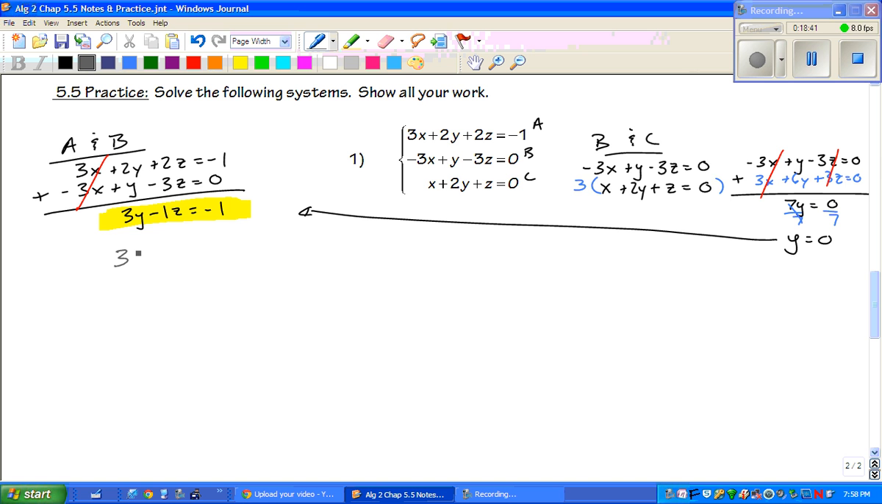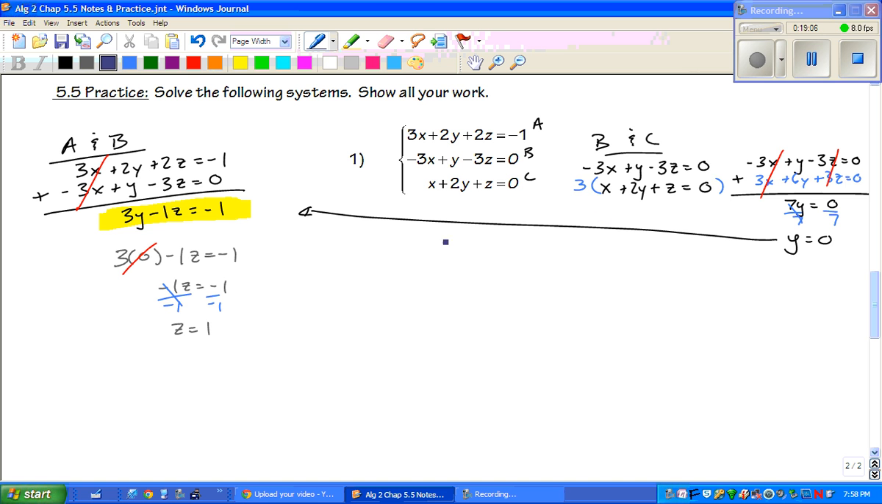Because once we plug it into there, well, 3 times 0 is 0, and then you get negative 1z equals negative 1. Divide both sides by negative 1, and you get z equals 1.